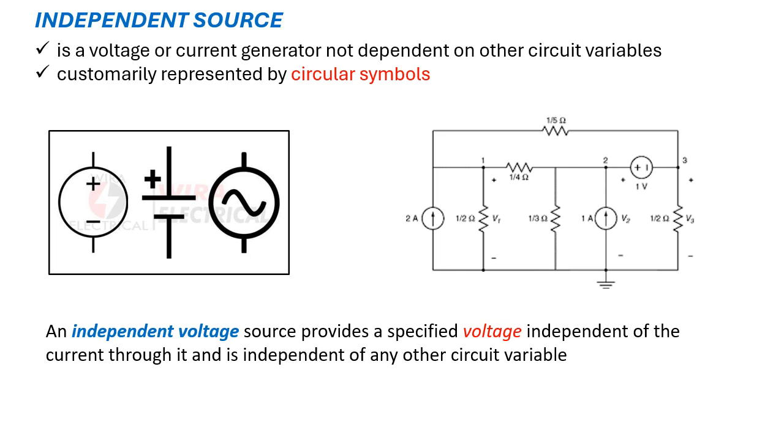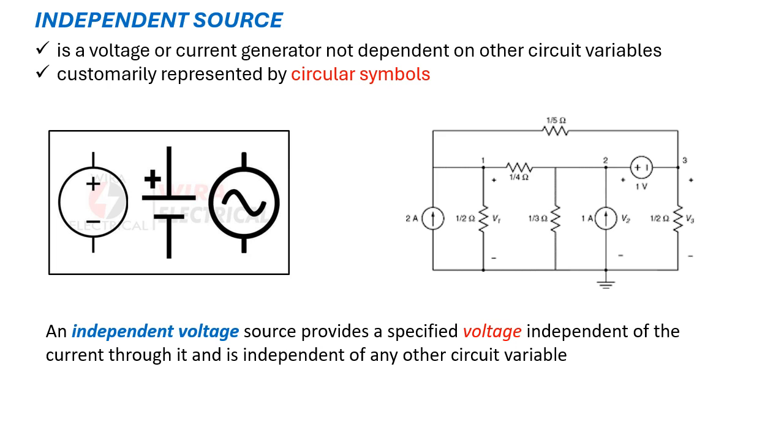independent voltage sources. The first one, a circle with a plus and minus sign inside it. This is a representation of a DC generator. Second one is a representation of a battery. Third one, this is a representation of an AC generator. All three of them are independent voltage sources.